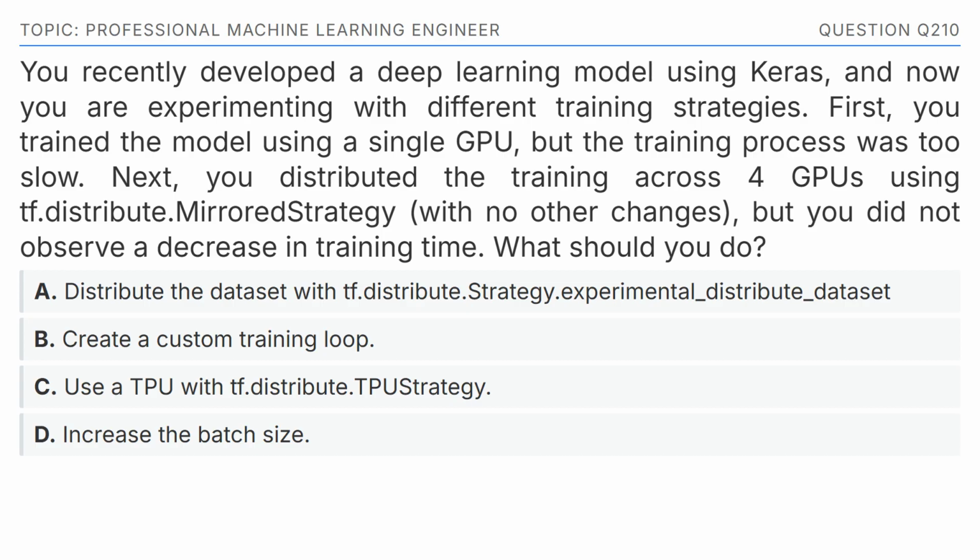What should you do? The options are: Option A, distribute the dataset with tf.distribute.Strategy.experimental_distribute_dataset. Option B, create a custom training loop. Option C, use a TPU with tf.distribute.TPUStrategy. Option D, increase the batch size.